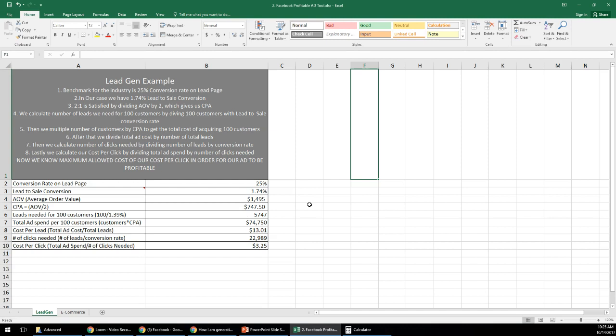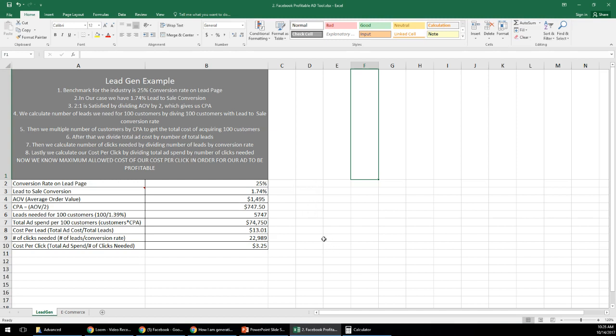Whatever your profitability on your end could mean something different. But this is again just the framework that can help you determine: do you need to change something with your ad? What is it that you need to change and how to go about it? Okay, so let's look at our lead gen example here.